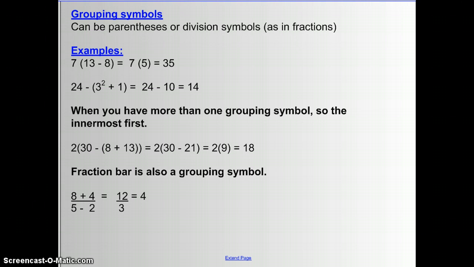In the second problem, 24 minus the quantity, 3 squared plus 1, you're going to calculate what's in the grouping symbol first. That's 3 squared plus 1. 3 squared plus 1 is 10, so your problem becomes 24 minus 10, and that equals 14.